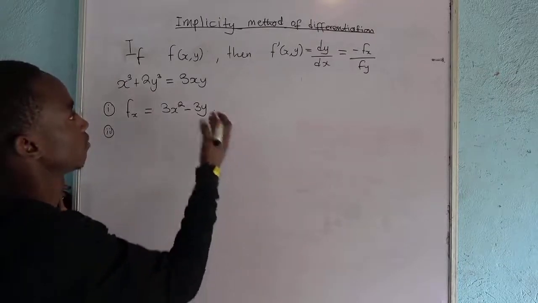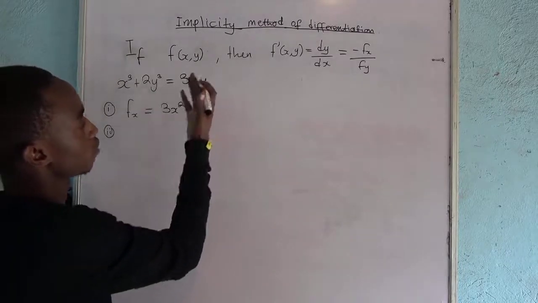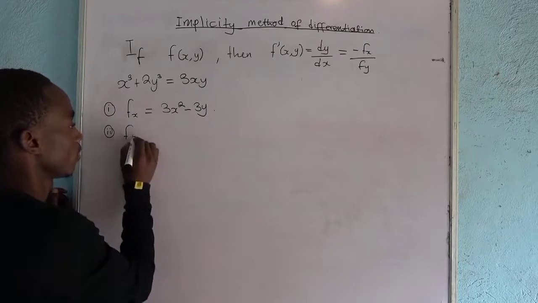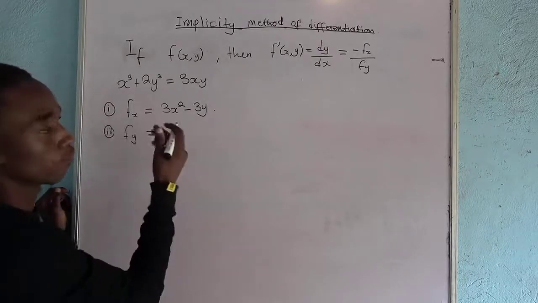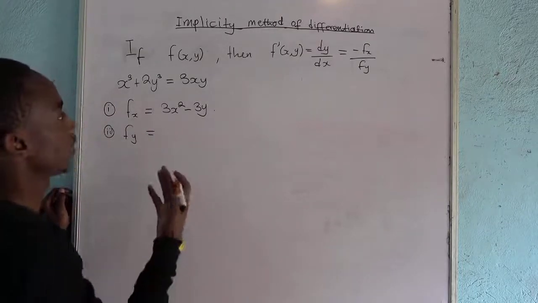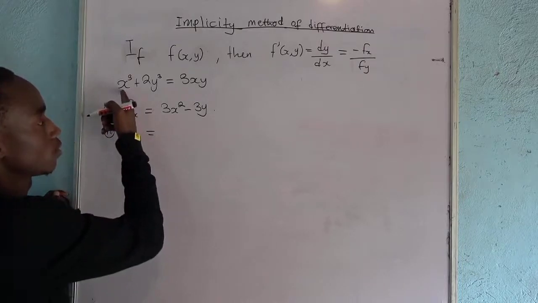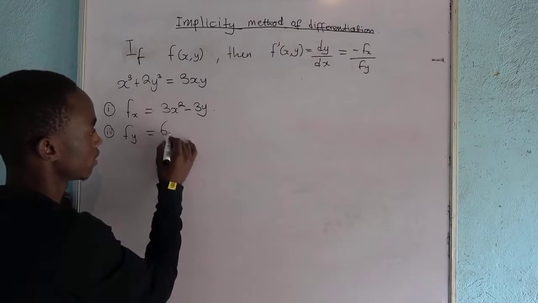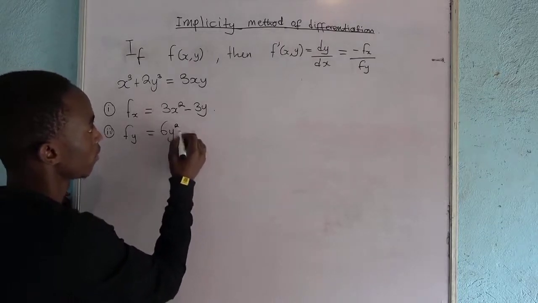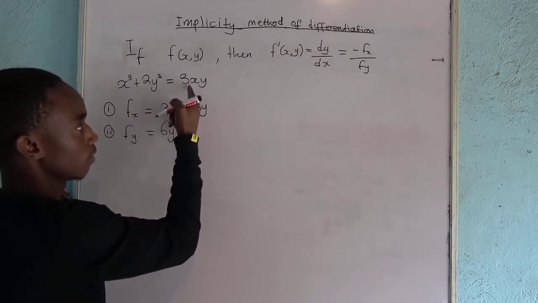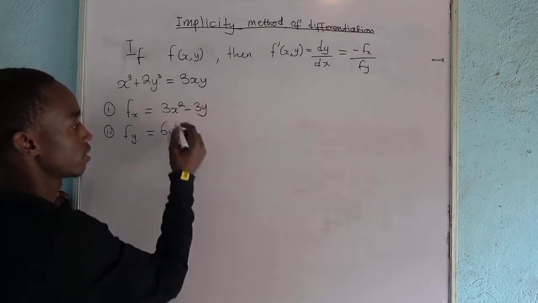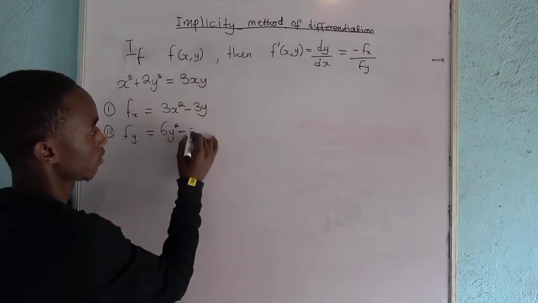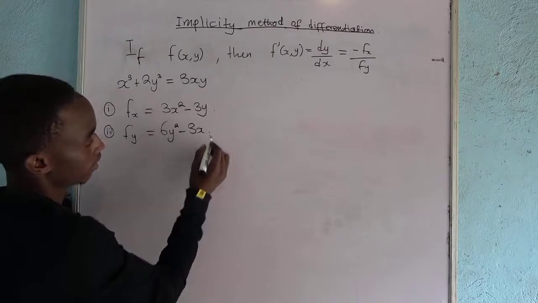And also finding the partial derivative of this function with respect to y. Now with respect to y, we're only going to focus where there is a y, so we ignore this one. Differentiating this one gives us 6y squared, and then we're going to treat this one by bringing it this side where it becomes a negative, and also we get that.